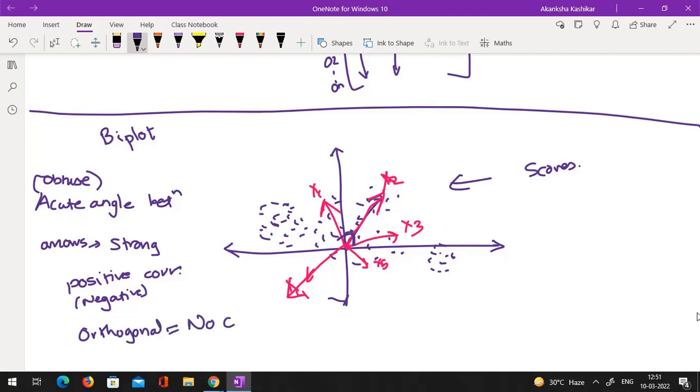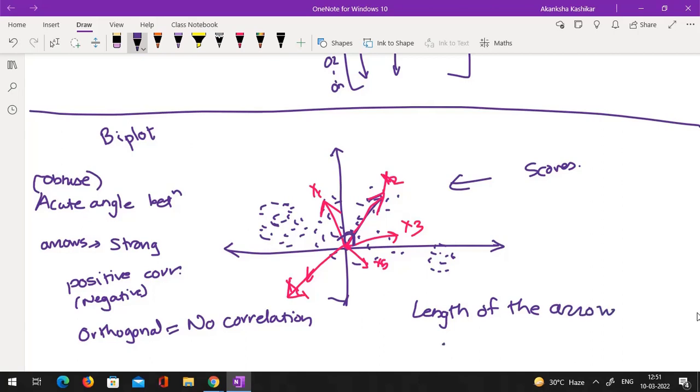Generally, we shouldn't conclude purely on the basis of the plot, but it is more or less the case. An acute angle indicates strong positive correlation. An obtuse angle indicates strong negative correlation. And an orthogonal relationship indicates no correlation. Further, the length of the arrow is proportional to the variance of the individual variables.